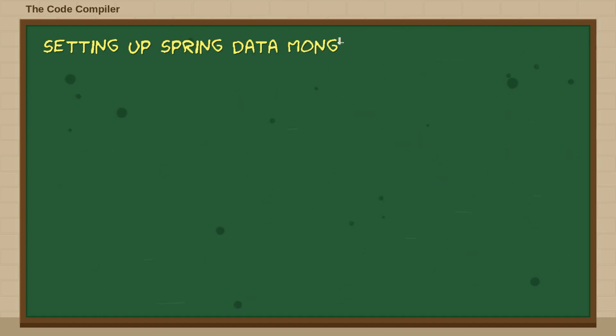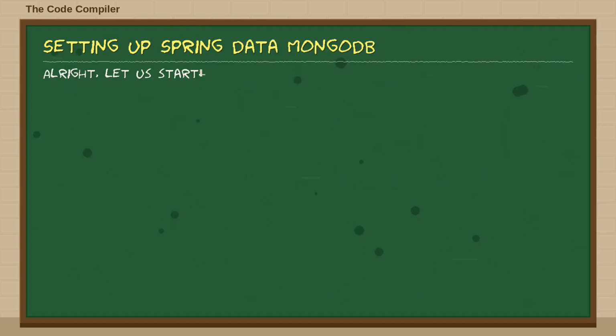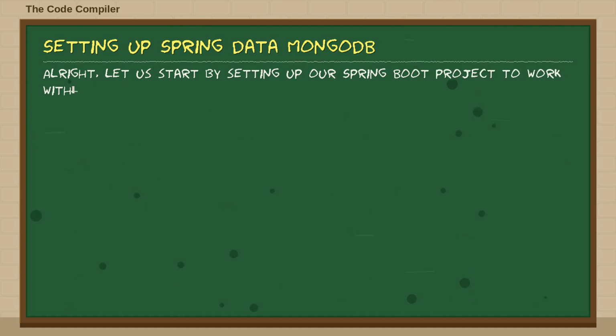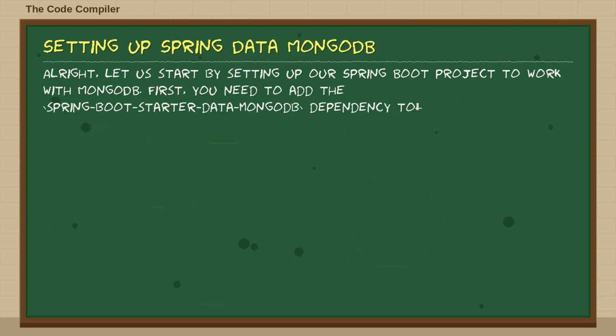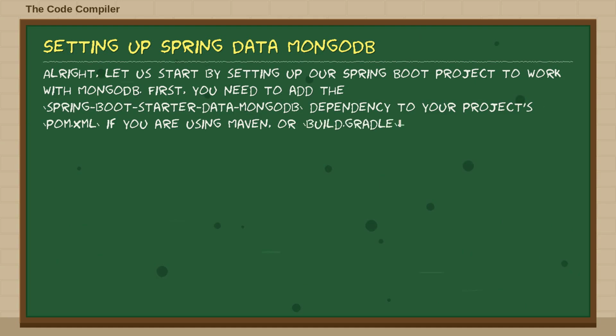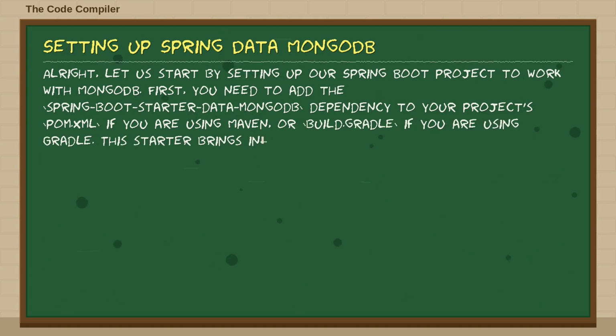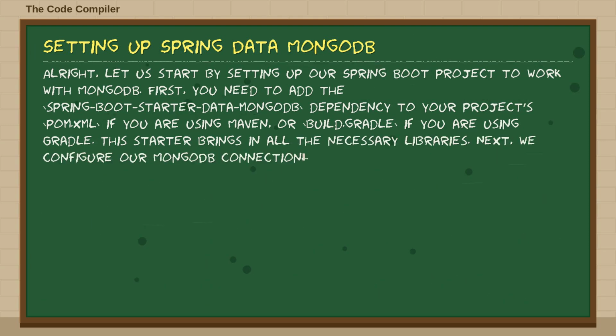Alright, let us start by setting up our Spring Boot project to work with MongoDB. First, you need to add the Spring Boot Starter Data MongoDB dependency to your project's pom.xml if you are using Maven, or build.gradle if you are using Gradle. This starter brings in all the necessary libraries.